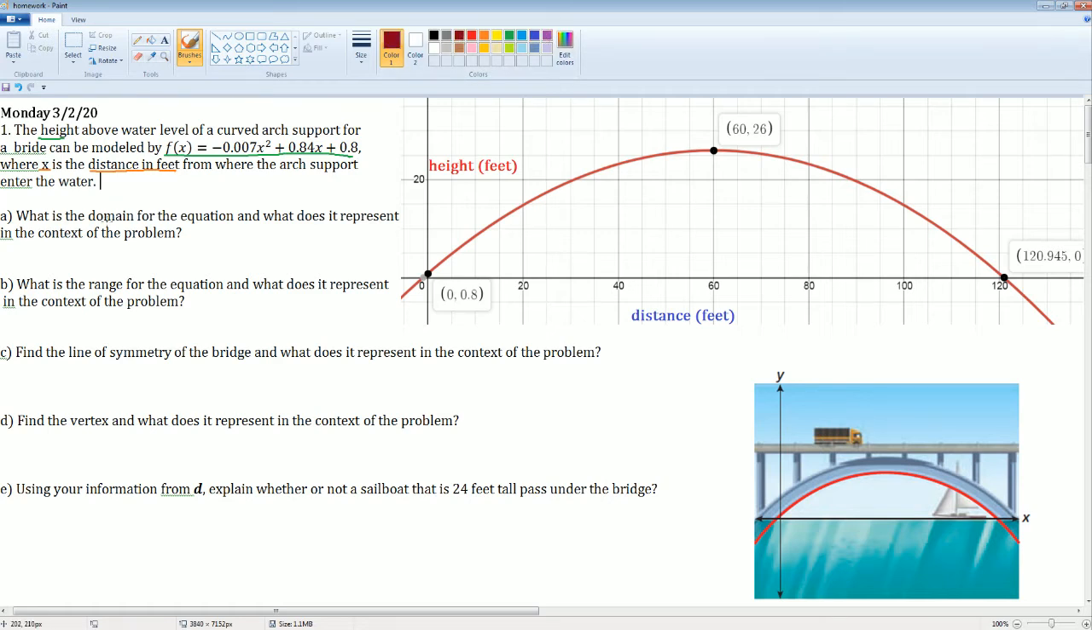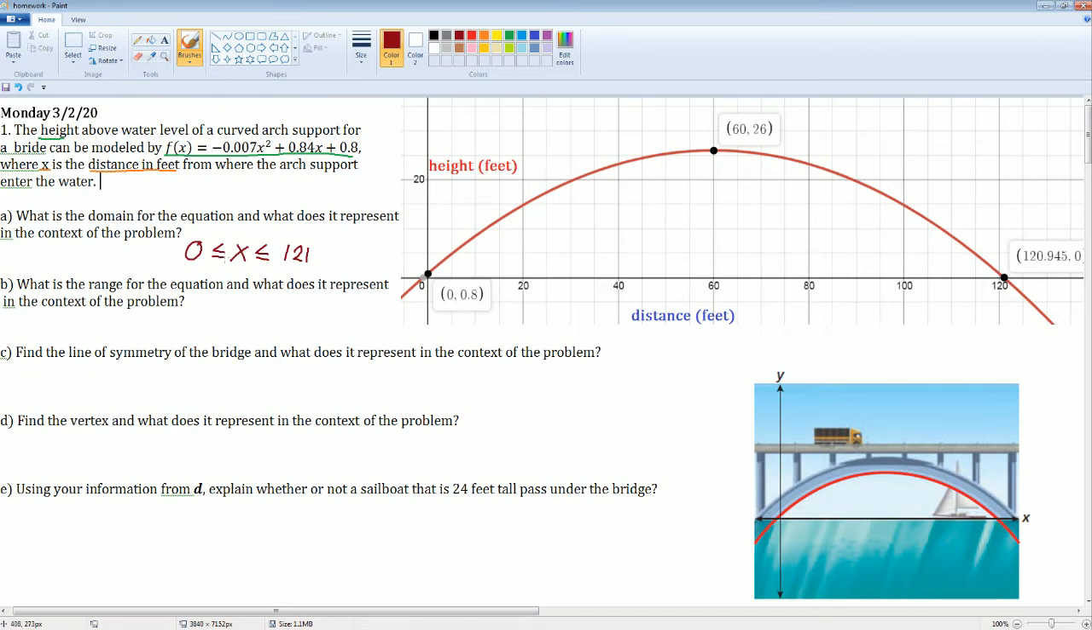What is the domain for the equation and what does it represent? Normally our domain for this would go from negative infinity all the way to positive infinity for x. But that's not right. This is a real object, so it starts somewhere and it ends somewhere. It starts here at 0 for your input, and it ends at about 120.945, so I could just put 121. Because it touches those values exactly, we have to include those.